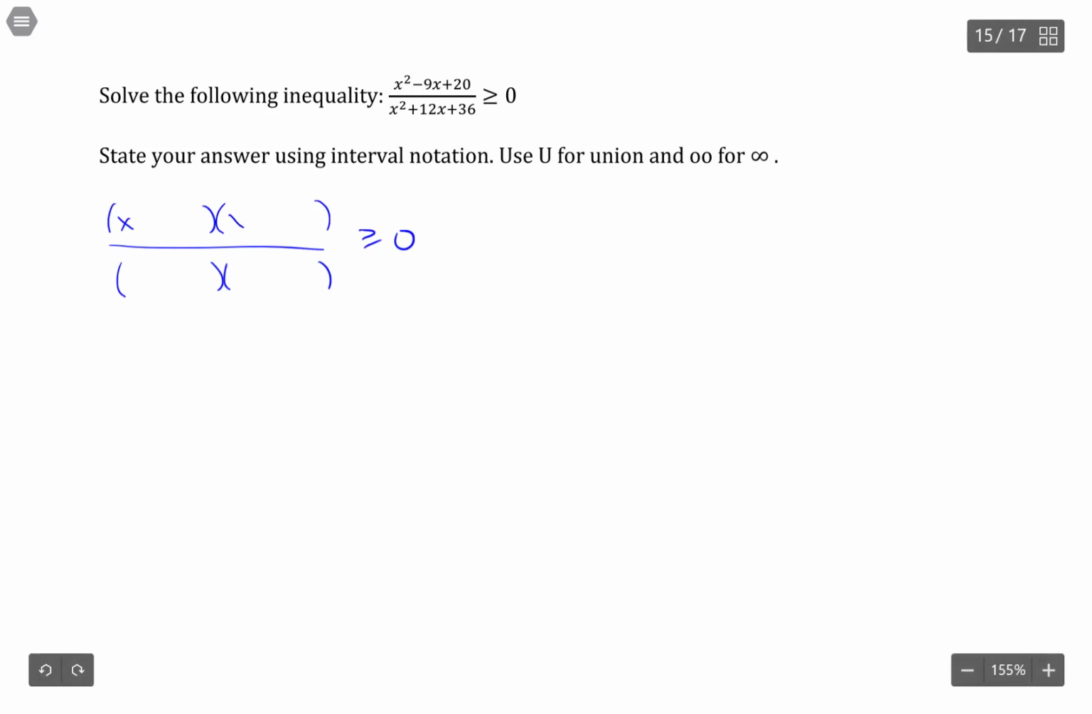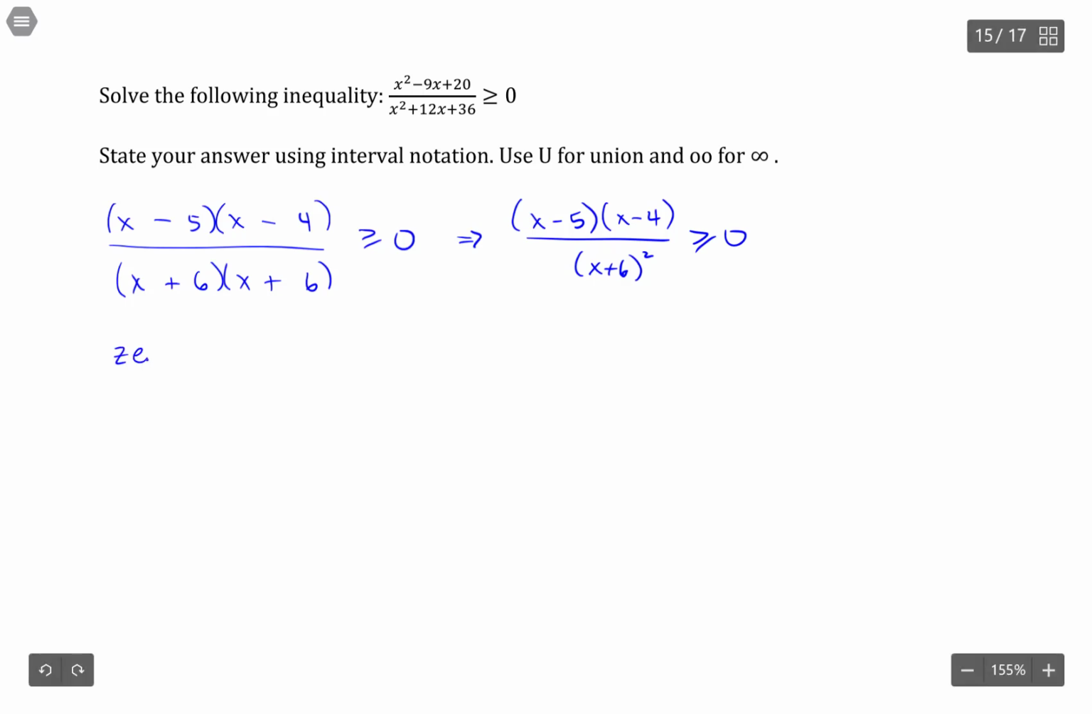Alright, so the numerator should factor into, because I have a 20 here, I should be able to factor that into 5 and 4. And if they're both negative, they multiply to positive 20 and add to negative 9. Then the denominator, for 36, I could use 6 and 6, and if those are both positive, then they would add to 12. So that's great. So we have x minus 5 times x minus 4 all over x plus 6 quantity squared is greater than or equal to 0.